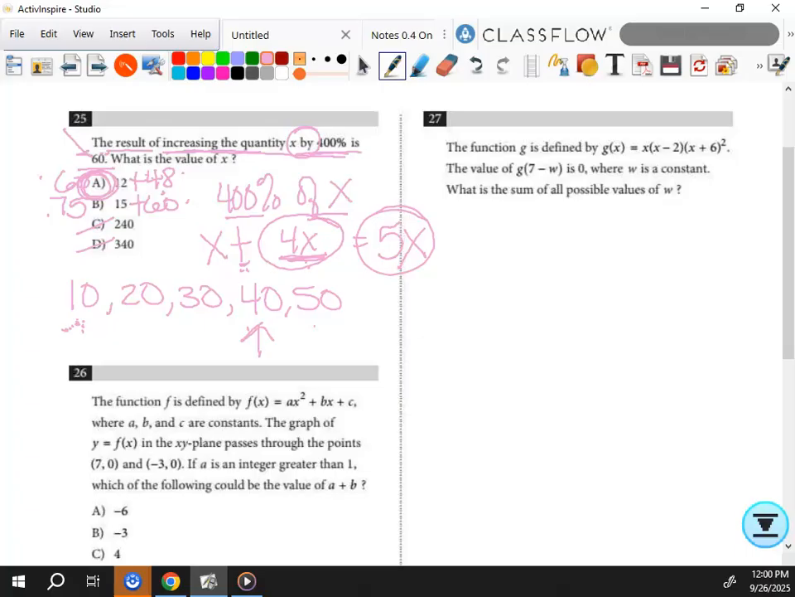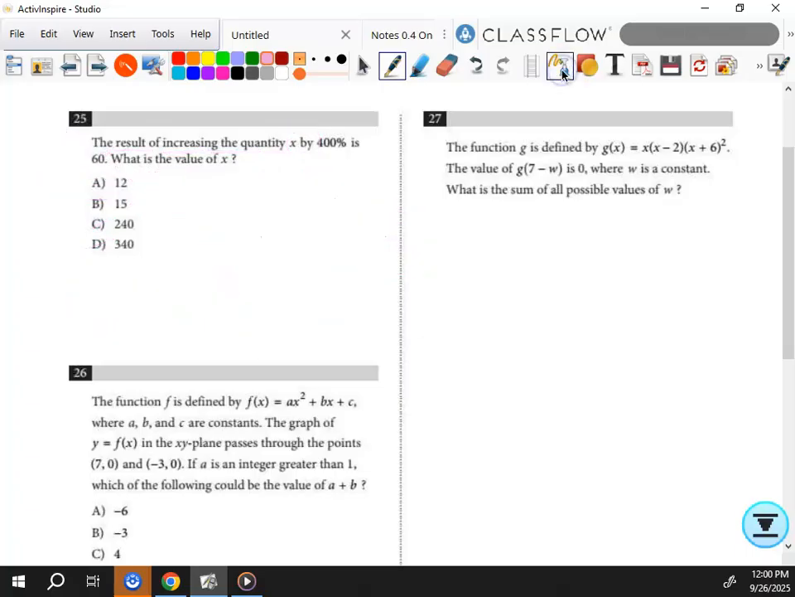Let me just erase this, and let me do it again. All right, let's back up. I erased it. Can we agree it's not C or D? Yes. Okay.